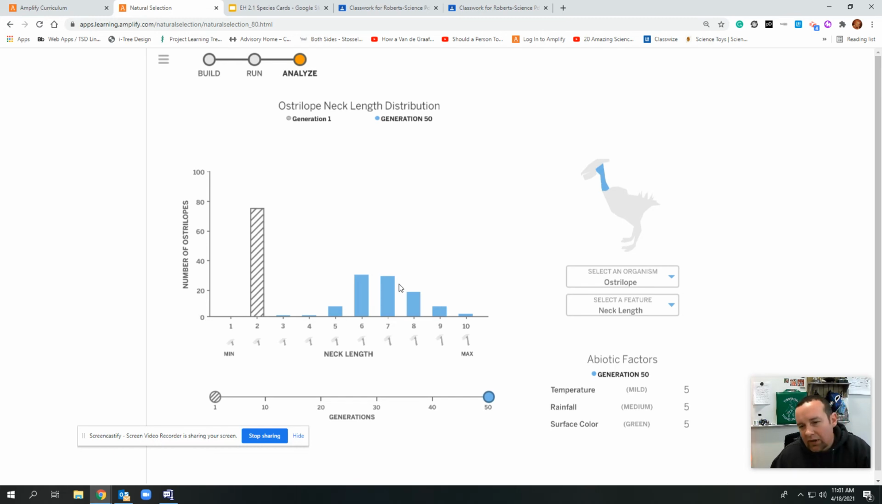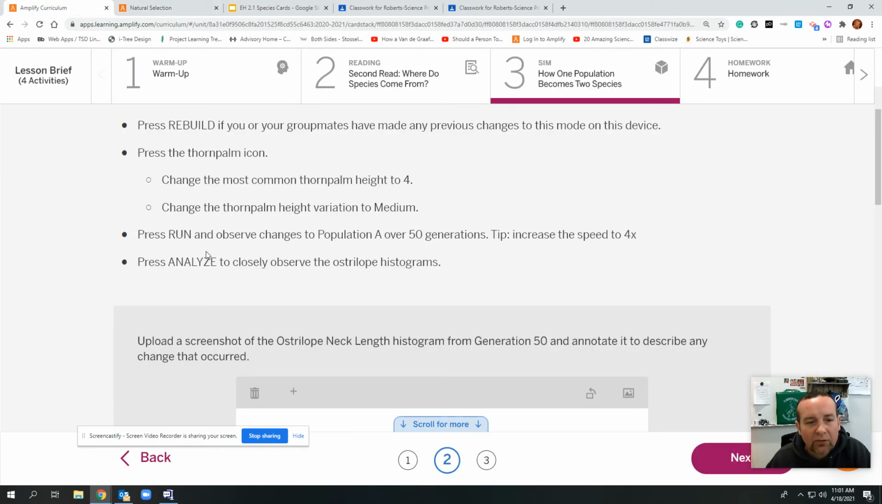So we can see over time, and we even saw it in the sim, where there were shorter necked creatures that didn't make it. They died and weren't able to reproduce, but the ones that were able to get the most food were able to reproduce. And over time, we can see those changes can add up substantially.